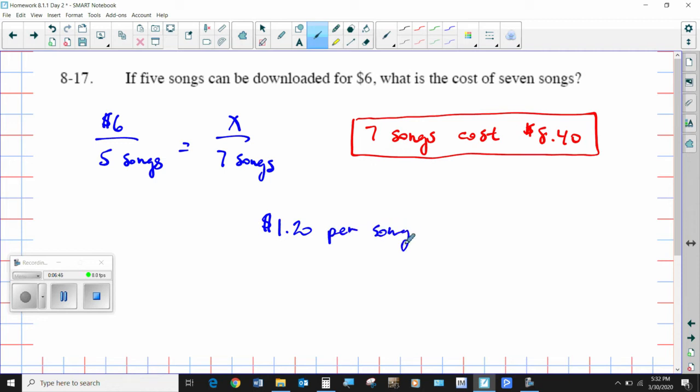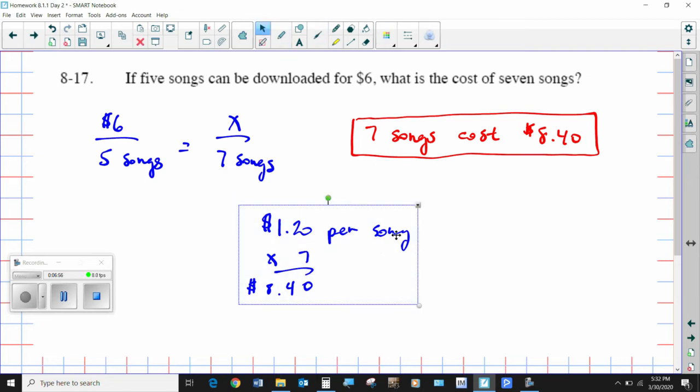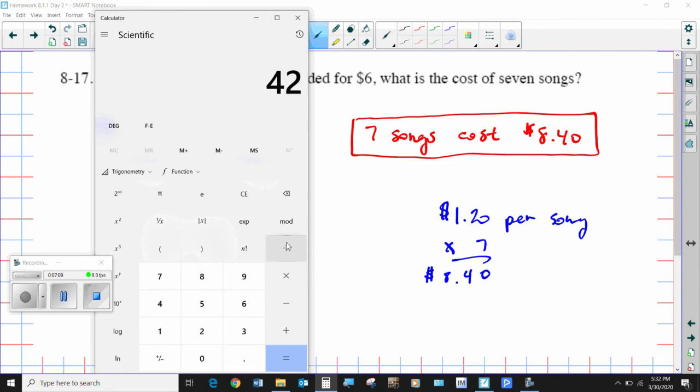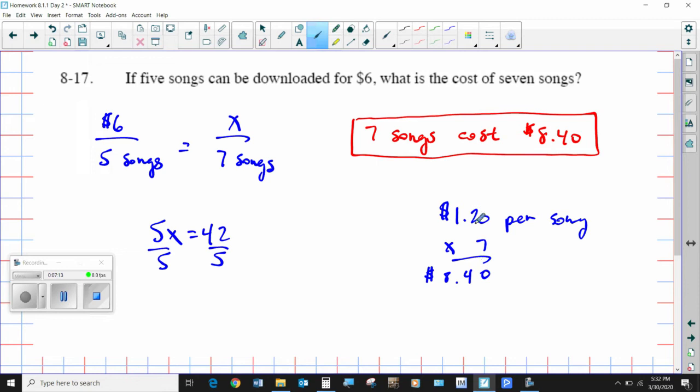And if you wanted to take that unit rate and multiply it times 7 songs, that is one way to solve the problem. Or you could just do cross multiplication here. Let me move these guys out of the way. You can do cross multiplying, so 5x is equal to 42, and I bet you anything that 42 divided by 5 is also going to give you 8.4. 42 divided by 5 is 8.4, which means $8.40 for 7 songs.